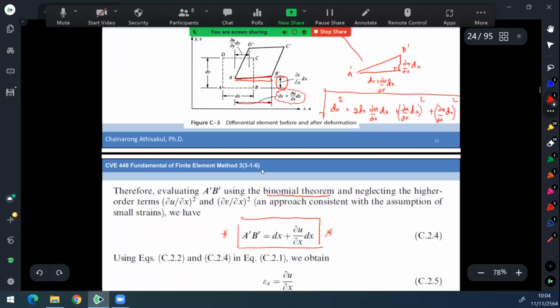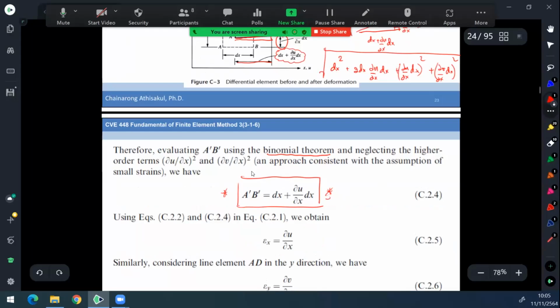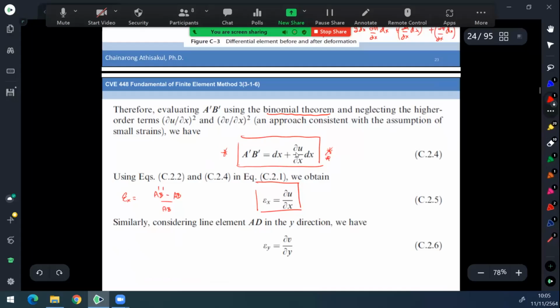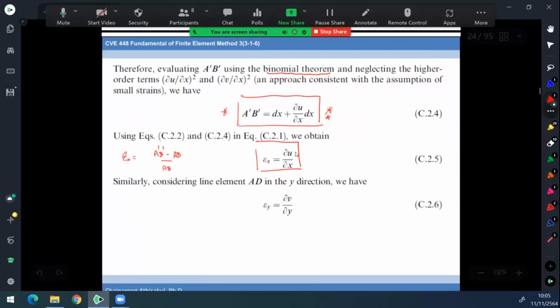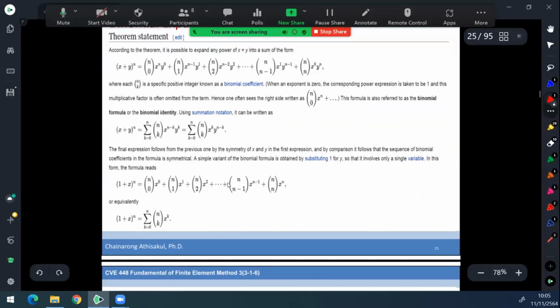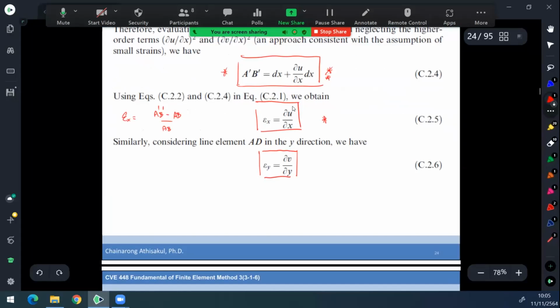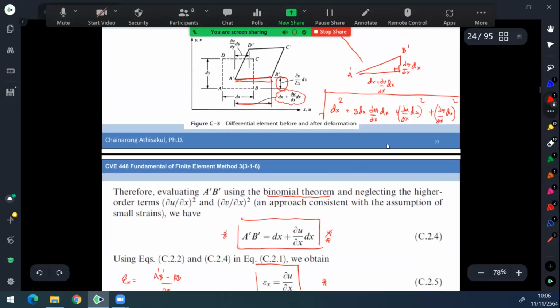After we take the square root, okay, this is highly nonlinear. But when we use the binomial expansion theorem, the higher order term will be reduced, and we will include just only this. It means that for small displacement, A prime B prime is approximately dx plus partial u partial x dx, and then when we focus on axial strain, that is A prime B prime minus AB divided by AB, it becomes just only this term. Okay, so now we have the definition of epsilon x, that is partial u by partial x. And for epsilon y, it becomes partial v by partial y. Okay, I give you the binomial expansion also. If you would like to derive this, you may do it by yourself. That is, from this term it comes to this term by using the binomial expansion.